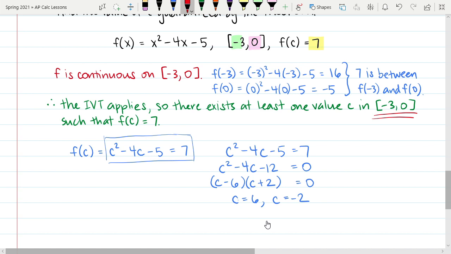No, c equals 6 is clearly outside of that interval, so that value is not one of the values that's guaranteed by the theorem. However, c equals -2 is in the interval. So c equals -2 is the only value that we should be stating that was guaranteed by the intermediate value theorem for this interval.